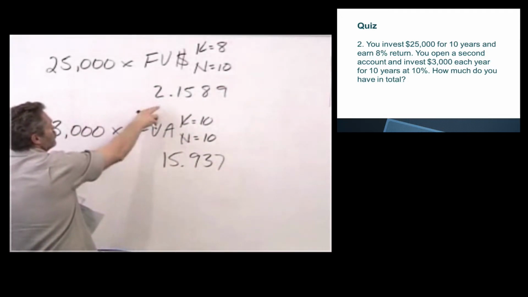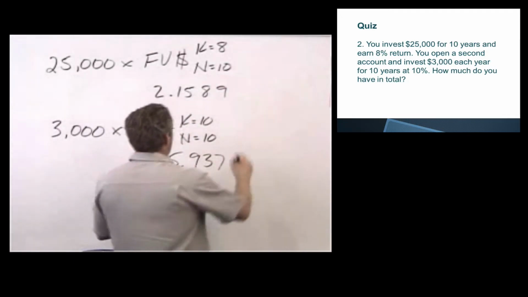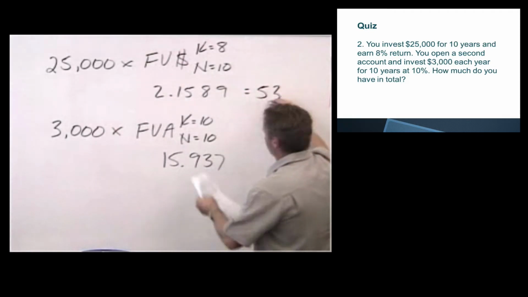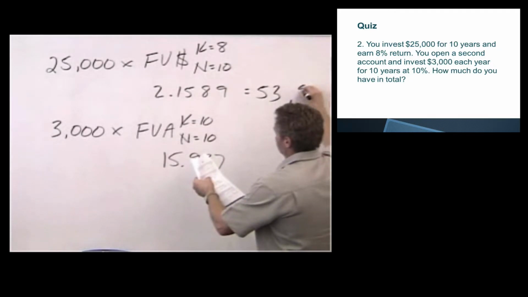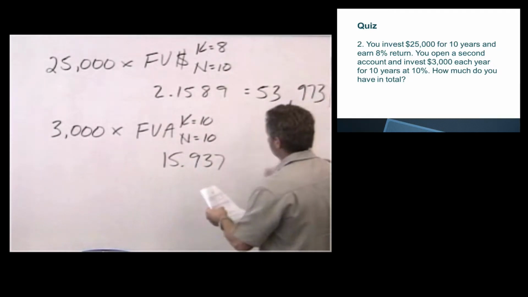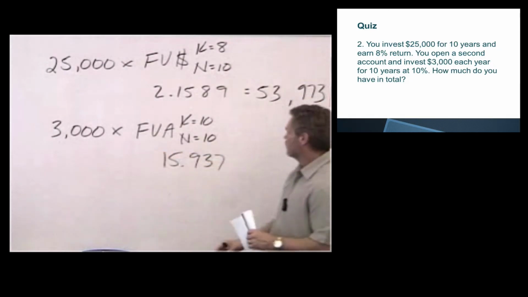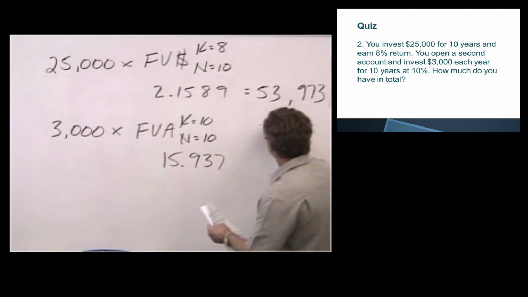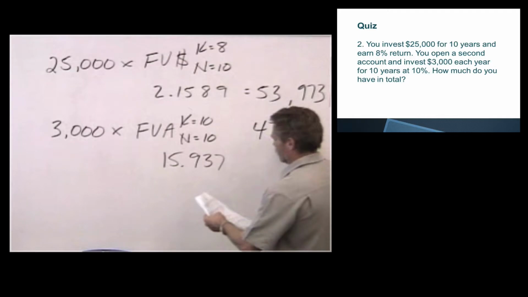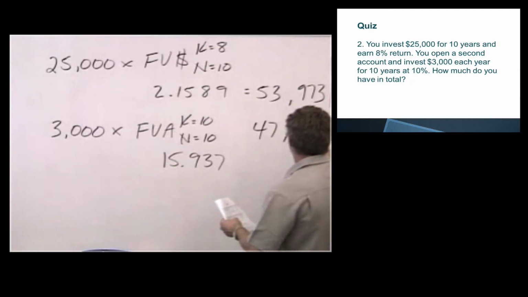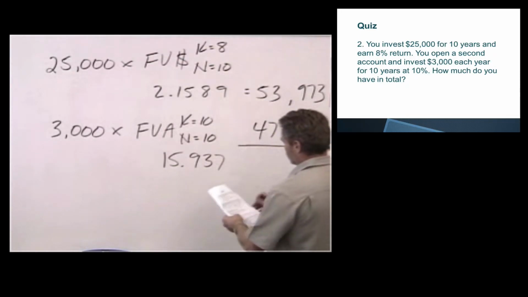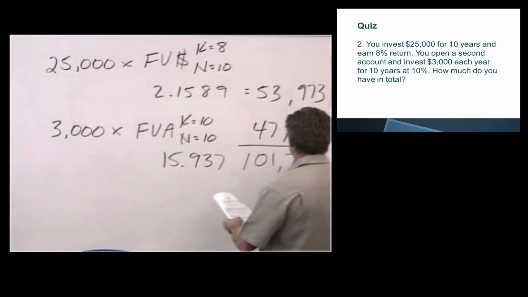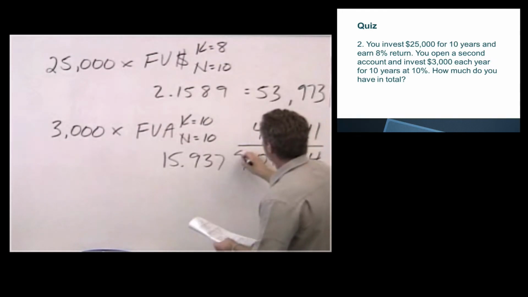25,000 times 2.1589 equals 53,973. And $3,000 times 15.937 equals 47,811. We add those up, we get 101,784.